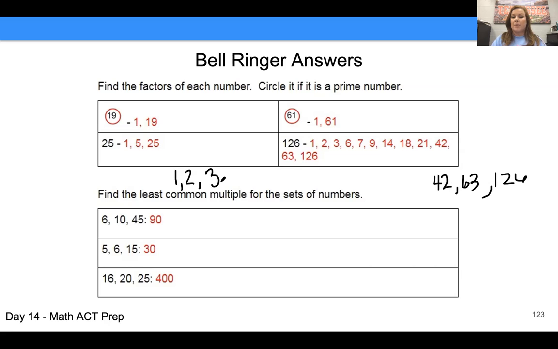Is it divisible by 4? No. You can check these with your calculator. Is it divisible by 5? No. Is it divisible by 6? Yes. And that number ends up being 21. Is it divisible by 7? Amazingly, yes. That number ends up being 18. Is it divisible by 8? No. Is it divisible by 9? Yes. That number ends up being 14.